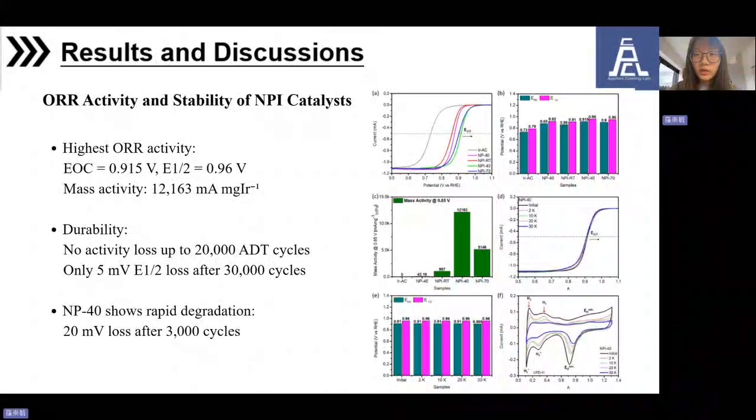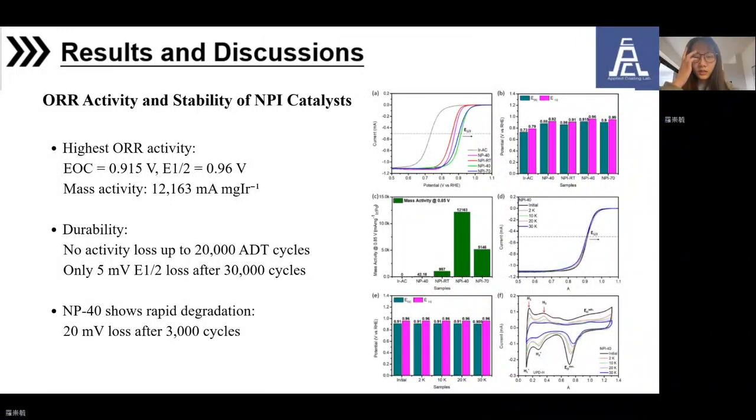accelerated degradation tests. There is no performance loss up to 20,000 cycles and only a 5 millivolt shift in half-wave potential after 30,000 cycles. In contrast, the NP40 sample shows significant degradation after only a few thousand cycles, highlighting the critical role of iridium cluster distortion.